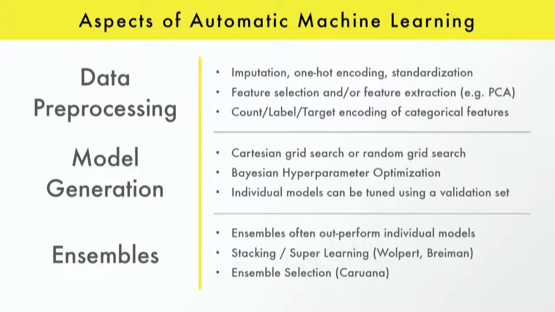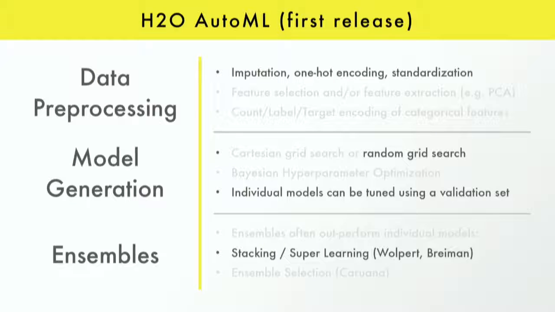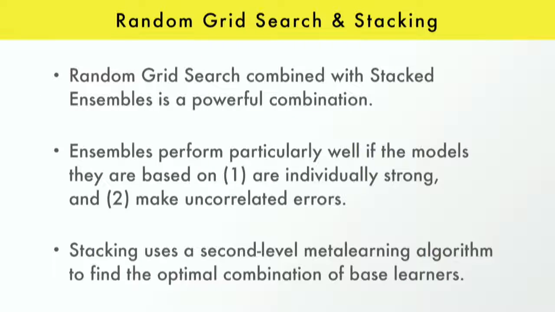This slide is actually up for 2 iterations, so I have 40 seconds. Here's basically what I'm going to show you in the software today. From data pre-processing, we do automatic imputation, one-hot encoding, and standardization. That's part of all of our H2O algorithms. And then for model generation, right now we have random grid search. We've pre-specified what we think is a good hyperparameter space for each of our algorithms, and then we generate a large grid of models. And then we combine that with stacked ensembles.